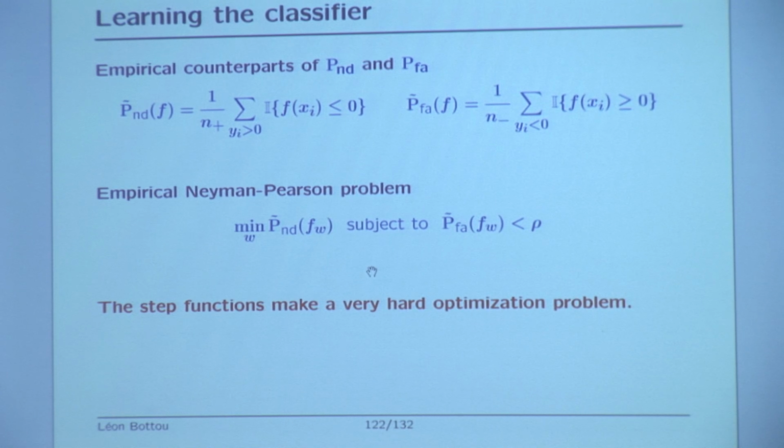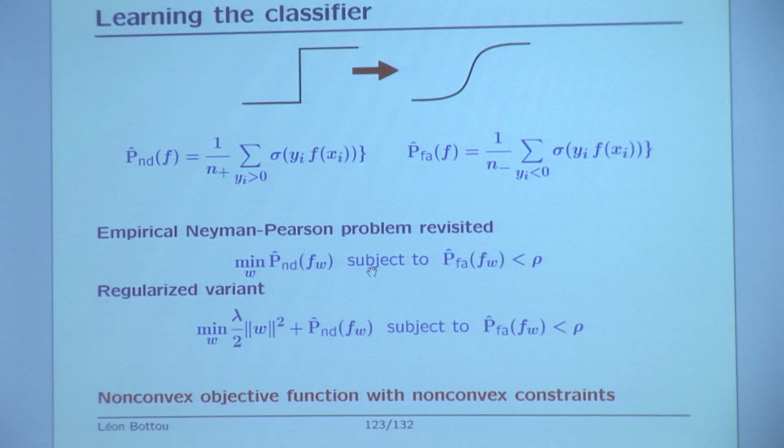Now the problem is that this counting function, these step functions, the indicator of f of x greater than 0 or less than 0, they're not fun to optimize. There is nothing to optimize there. You want to make them look better. So we use a standard trick. We replace the step function by a little sigmoid.